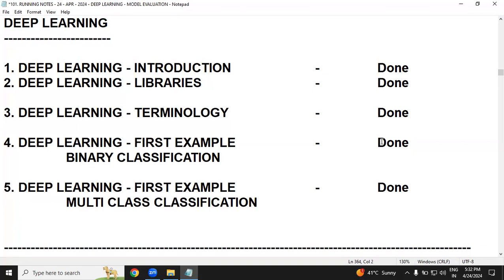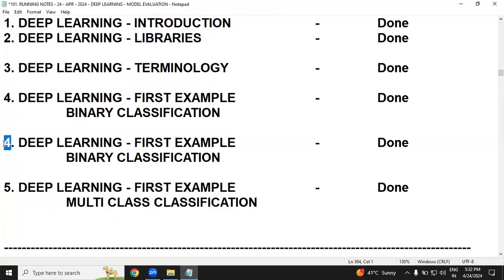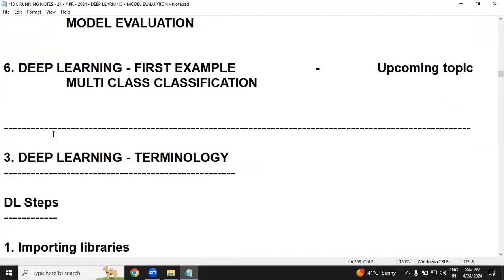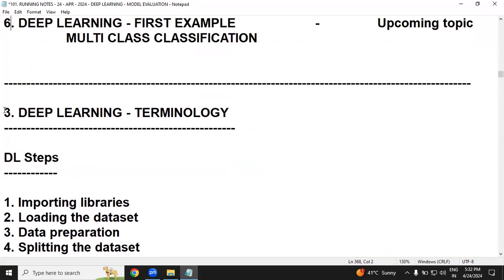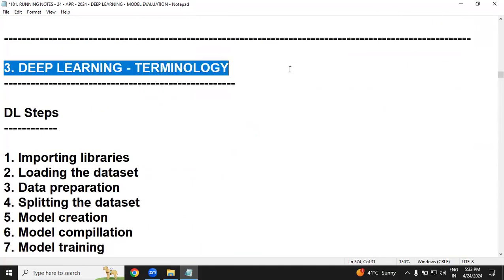Hold on, let me check office updates. Good. I would like to say, after this one, what we done, model evaluation we are doing currently, I guess. Model evaluation, running topic. Now this is upcoming topic. Yeah, deep learning terminology. So the topic is model evaluation. It is not a deep learning terminology.